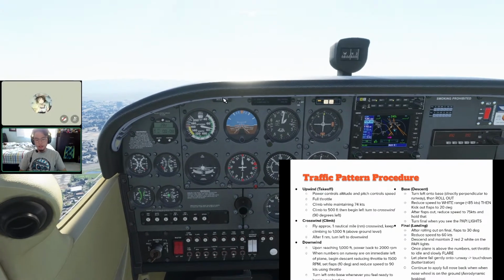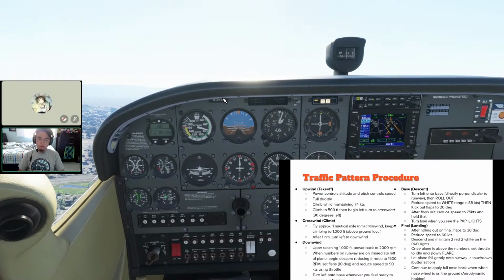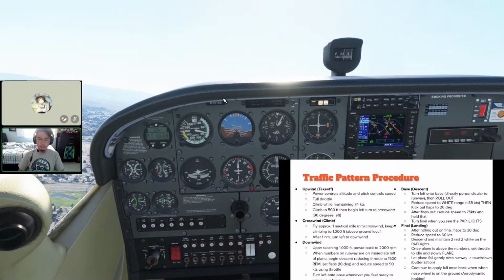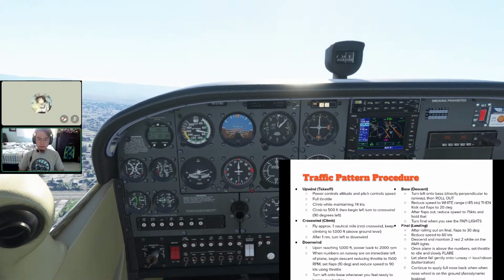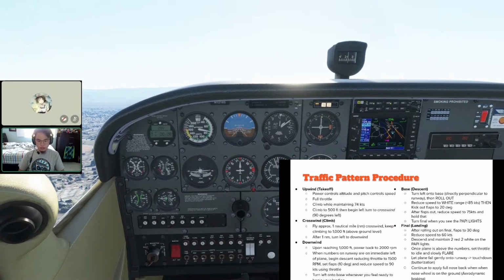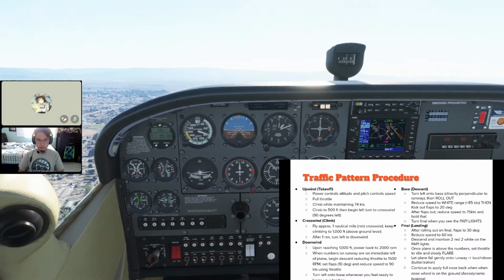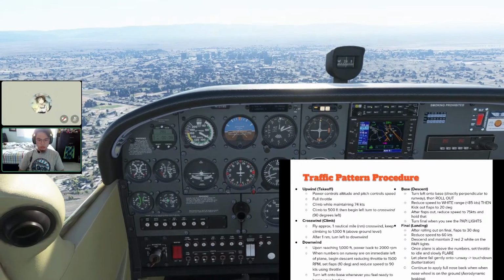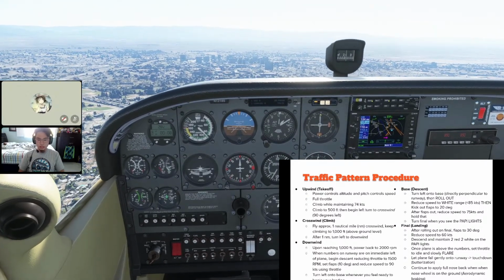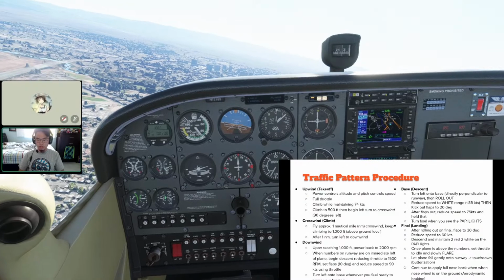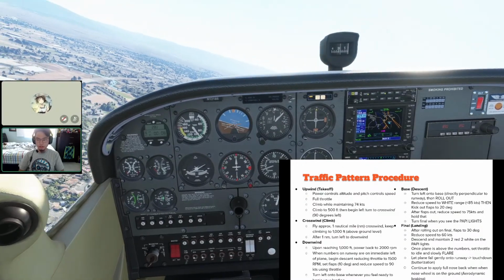So now you fly your crosswind leg for approximately 15 to 30 seconds. You don't want to make it too long, as you don't want the traffic pattern to be a square. You want it to be a rectangle. Okay, looks like I kind of climbed too hard. Now we're gonna turn left downwind. So here comes another 90 degree turn to the left.